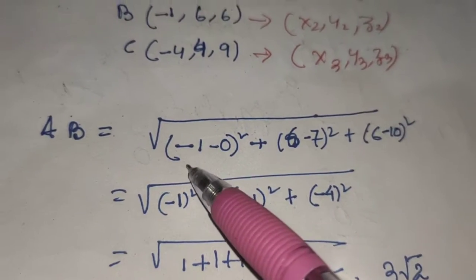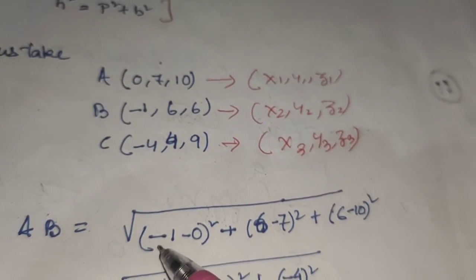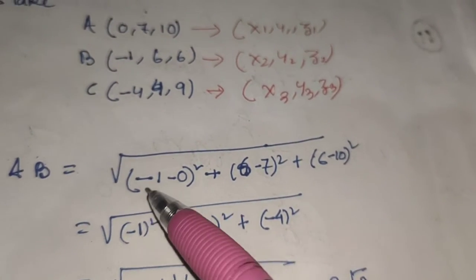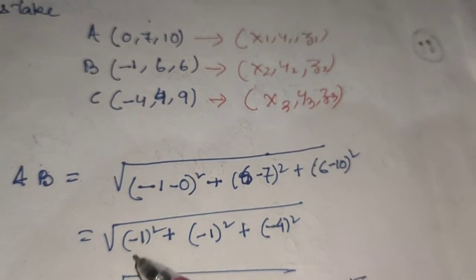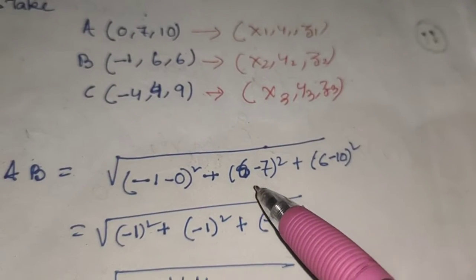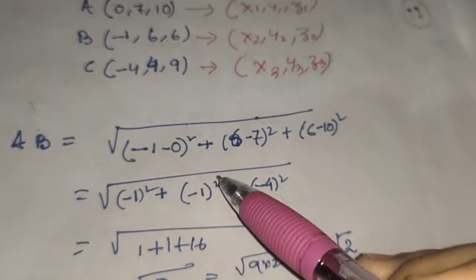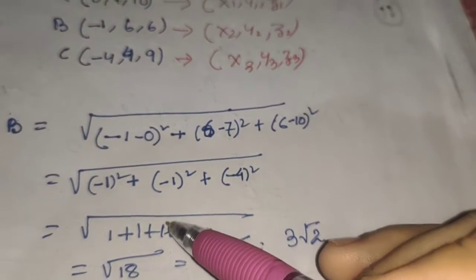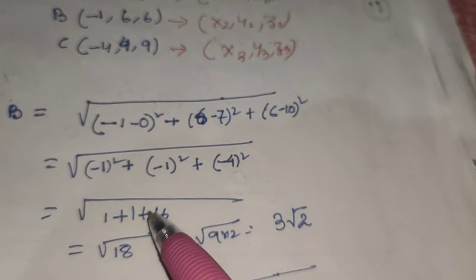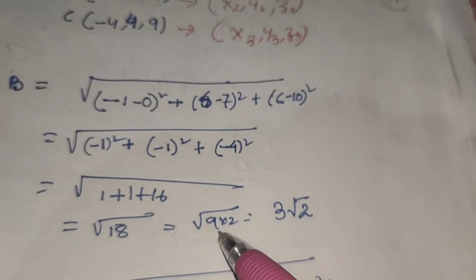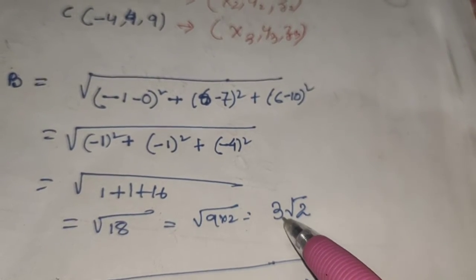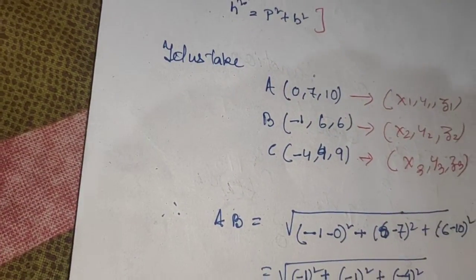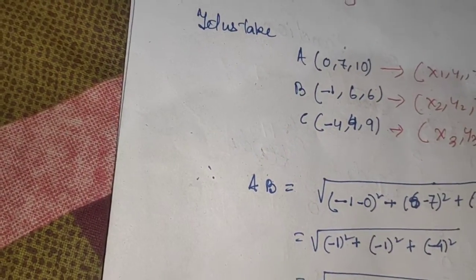So AB is the square root of (x2 minus x1) square plus (y2 minus y1) square plus (z2 minus z1) square. Minus 1 minus 0 whole square means minus 1 square, which is 1. Then 6 minus 7 is minus 1, square means 1. Then 6 minus 10 is minus 4, and minus 4 square is 16. So 1 plus 1 plus 16 means 18. 18 means 9 into 2, which is 3 root 2. So 3 root 2 is the first side.